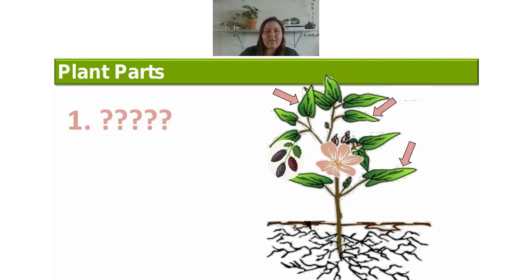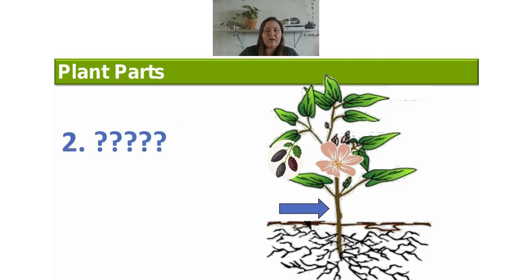I'll give you a hint. This part makes food for the plant by using sunlight, carbon dioxide, and water. This is the process I mentioned earlier called photosynthesis. It's the plant's leaves. Leaves also release oxygen, which is what we breathe.